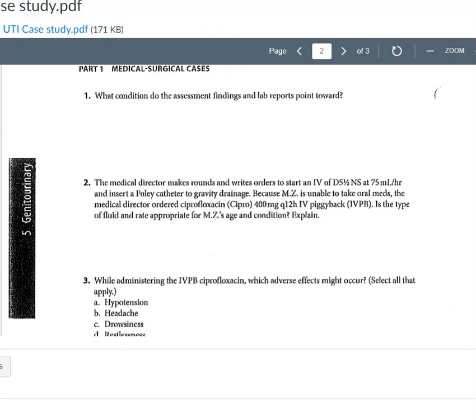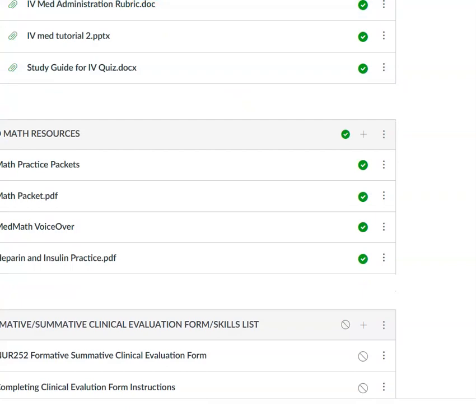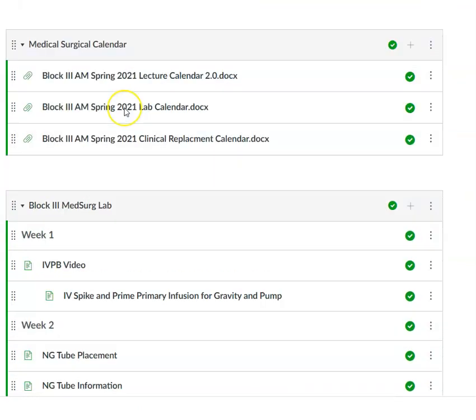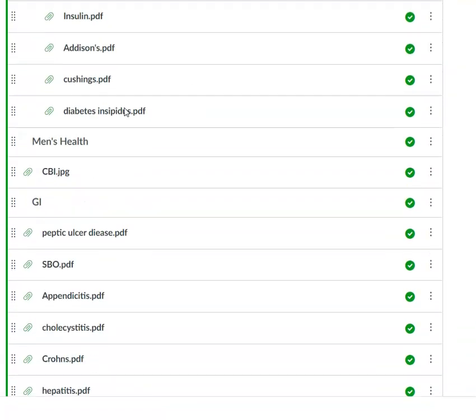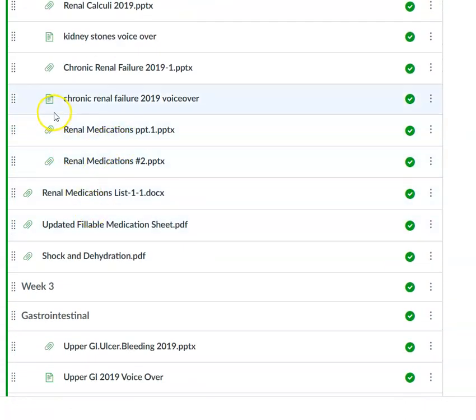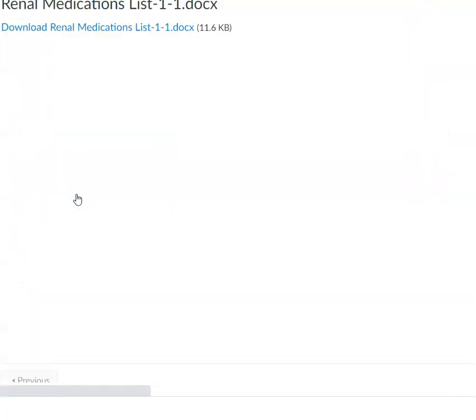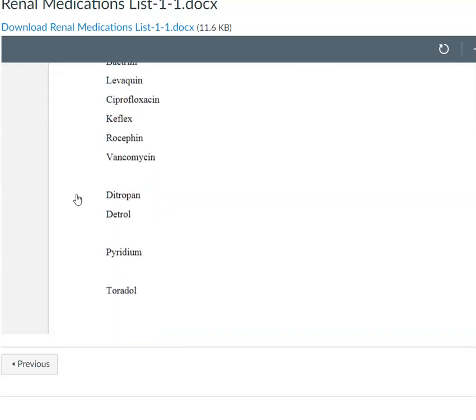Now, as far as the medications, go down past the lab, past the case studies, past the lecture handouts, MedSurg content. If you go down to where it says renal medications PowerPoint 1, PowerPoint 2, and then renal medications list. I made the renal medication list because there are so many meds for renal, and there's also a list for GI. It's easier for me just to put it on one piece of paper and allow you to be able to look that stuff up.